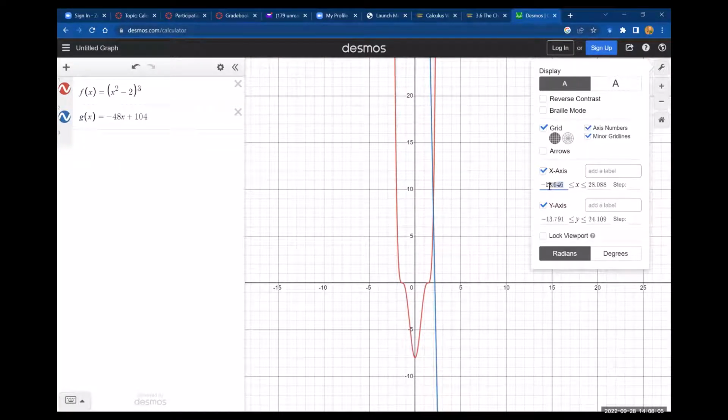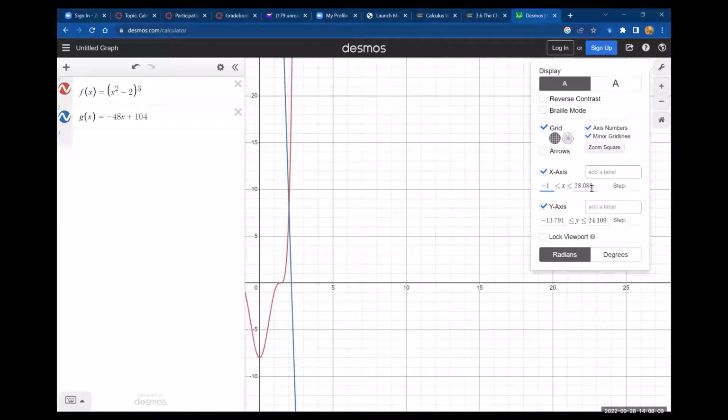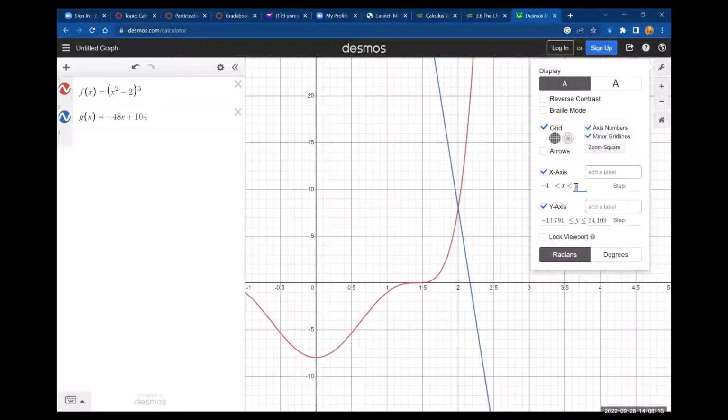Let me see if there's a way to. Yeah, I feel like I should go back and check because it doesn't look like a tangent line for me. So let me go back and double check some of the work.